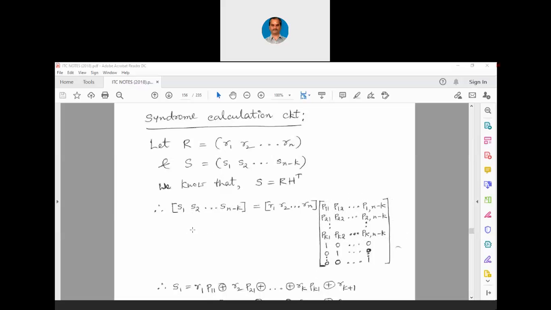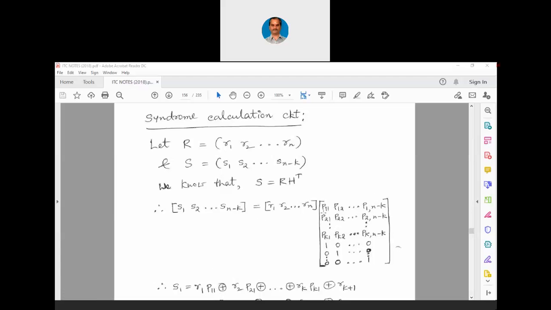Now we can always write S1 equals R1 into P11 plus R2 into P21, and that way we go on. Please remember, in this particular course, we use modulo 2 addition for this error detection and correction. In the conventional matrix multiplication, it is always normal addition, whereas we are using a binary addition here. So I am putting this XOR symbol here. XOR is nothing but modulo 2 addition. So you will have to remember that.